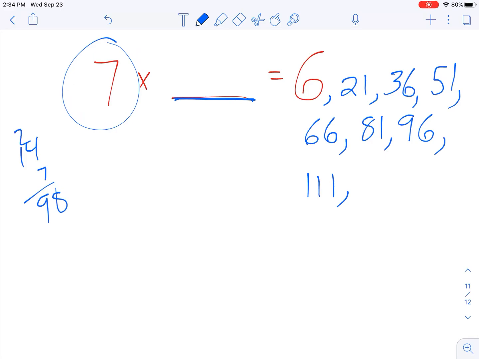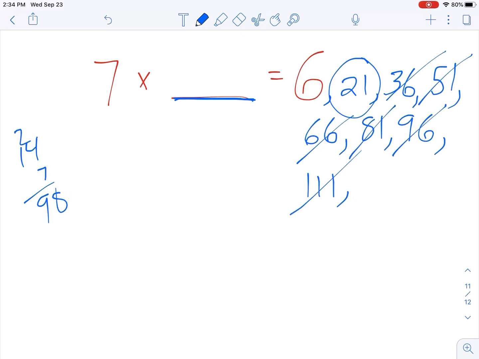7 times what will give me something over here? Not divisible by 7. Not divisible by 7. Nope. Is this divisible by 7? No. No. And that's too high. So there's only one value that fits here. So notice some values have a missing blank that could have 2 values or more, and some only have 1. Some are even impossible.